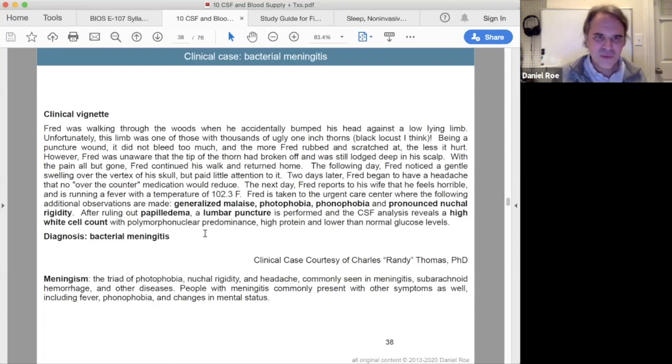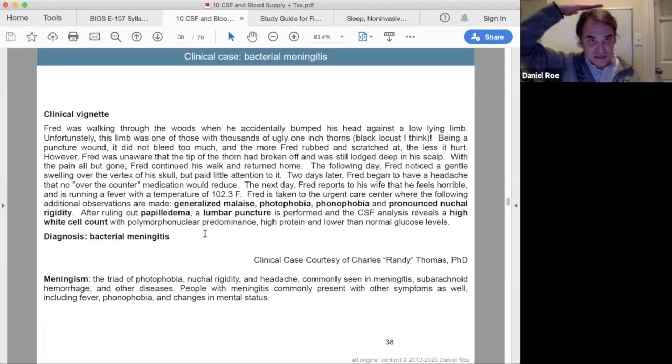However, Fred was unaware that the tip of the thorn had broken off and was still lodged deep in his scalp. With the pain all but gone, Fred continued his walk and returned home. Why worry about it? The following day, Fred noticed a gentle swelling over the vertex of his skull, but paid little attention to it, because why worry? Two days later, Fred began to have a headache that no over-the-counter medication would reduce. That's frustrating and perhaps alarming. The next day, Fred reports to his wife that he feels horrible and is running a fever with a temperature of 102.3 degrees Fahrenheit.